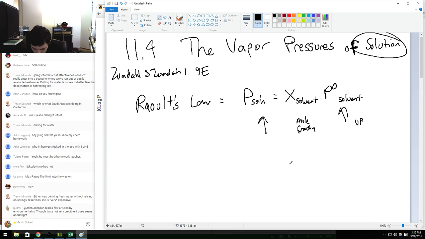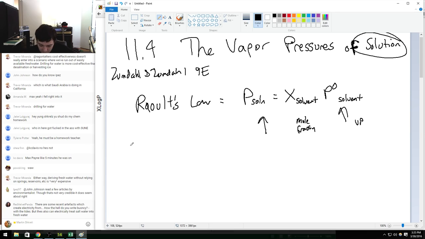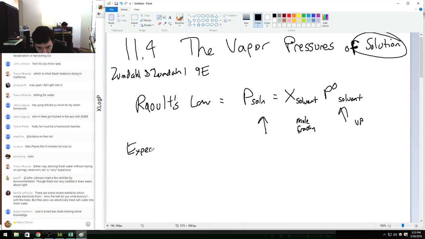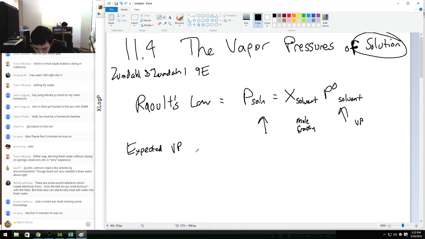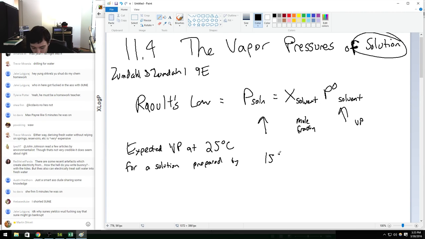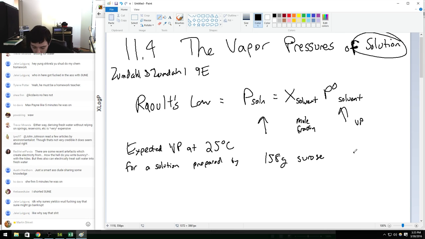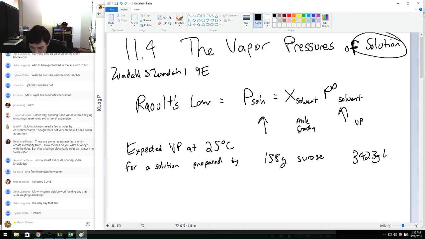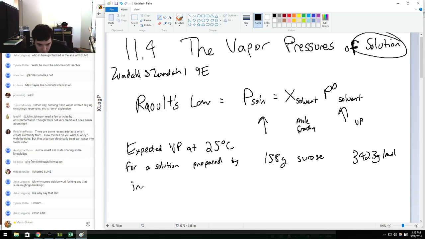With respect to Raoult's law, let's do an example. The expected vapor pressure at 25 degrees Celsius for a solution prepared by dissolving 158 grams of sucrose, which has a molar mass of 342.3 grams per mole, in 643.5 centimeters of water.